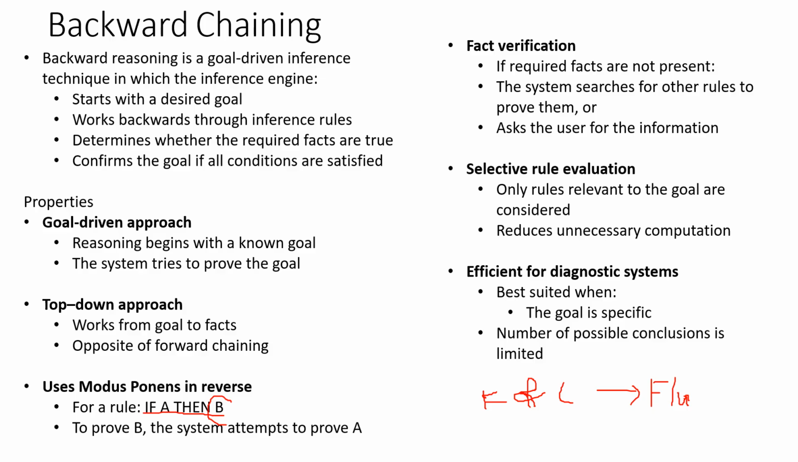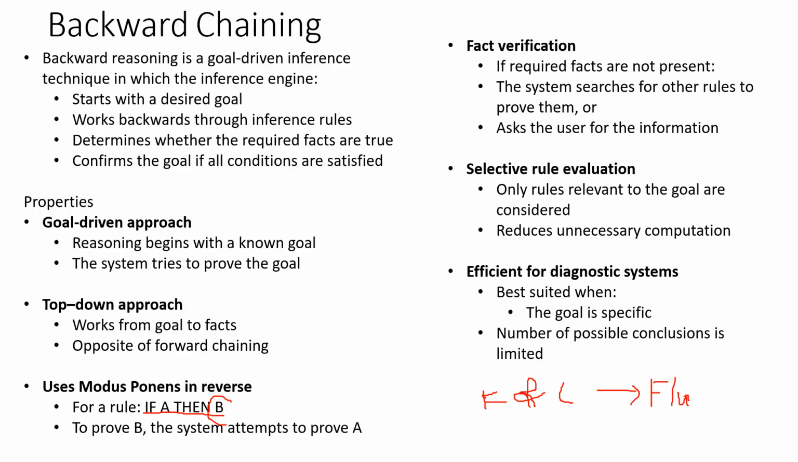So this comes directly to fact verification. If required facts are not present, the system searches for other rules to prove them or asks the user for the information. So backward chaining only looks for facts that are needed to prove the goal. If a fact is missing, it will search other rules or ask the user for input. This is why it is interactive in many expert systems.